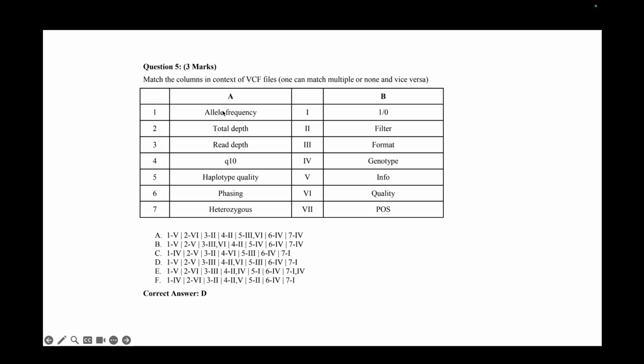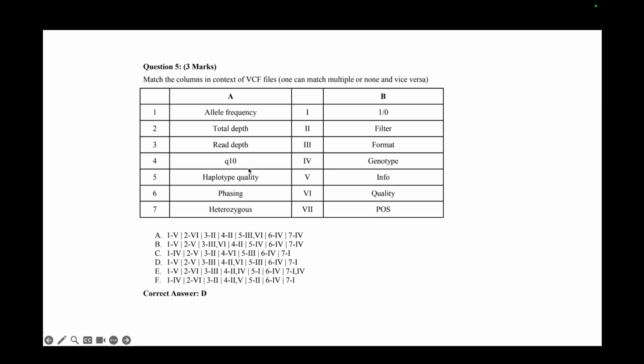So, allele frequency is given in the INFO column, which is correct. Total depth is also in the INFO column. These are all extra information, so these are all in the INFO column. The read depth will be in the FORMAT column. In the FORMAT column, it's okay, all right. The Q10, which is the quality value, will be in the second and the sixth column. So the sixth column, QUAL, is there. In the FILTER column also it can be present. So this is also all right.